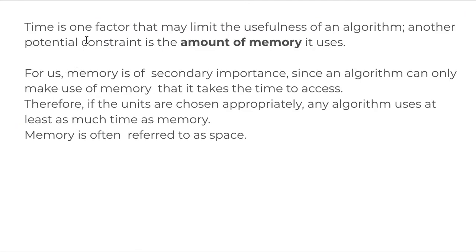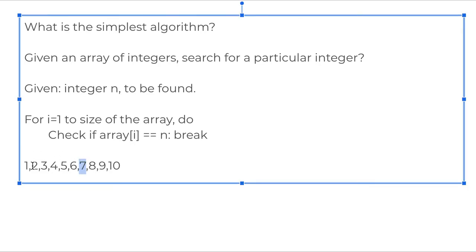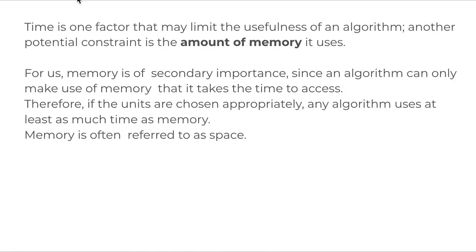All right. Time is one factor that may limit the usefulness of an algorithm. Here, what you see is that I wanted to search for 7, so I went from 1, 2, 3, 4, 5, 6, 7. If I was looking for the number 10, then I'd have to ask the question of whether array at I is equal to the number I'm searching for 10 times, right? So that's not an efficient way. So time is one factor that may limit the usefulness of an algorithm.